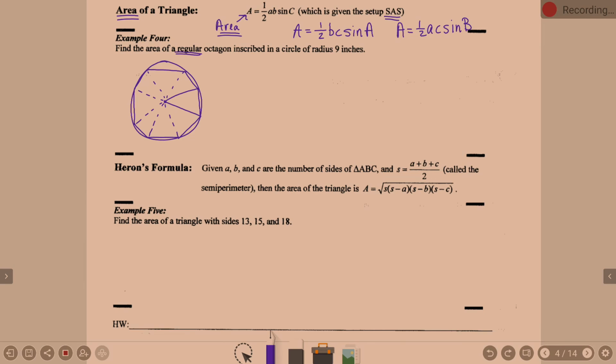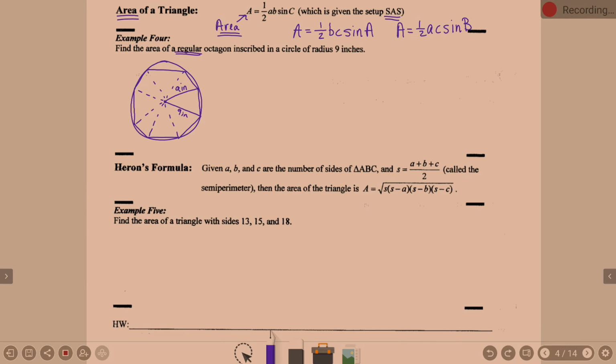All sides are equal, all angles are equal. So this is a regular octagon. This is a regular stop sign, if you will. Okay? So what we can look at is that this radius is 9 inches, and this radius is 9 inches, okay?